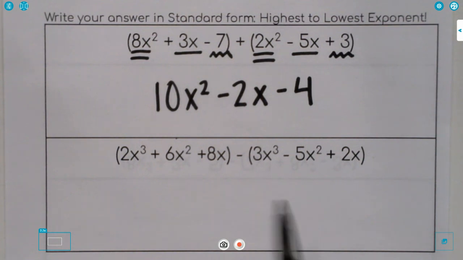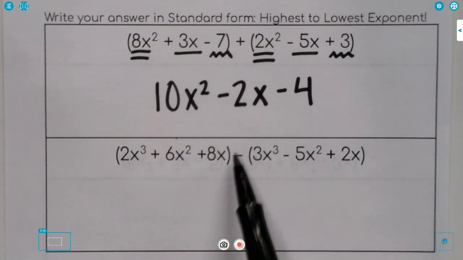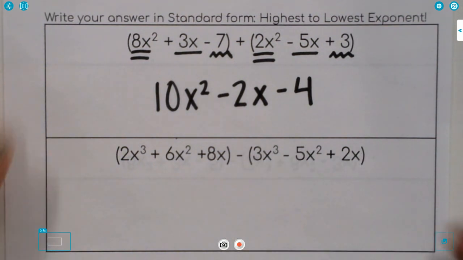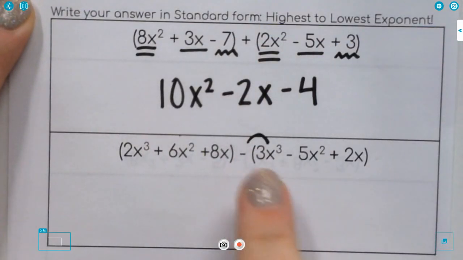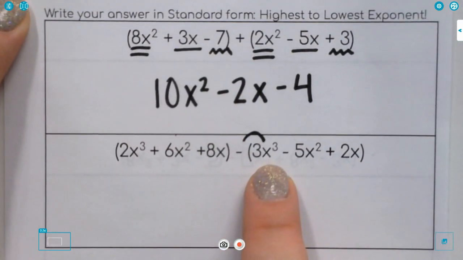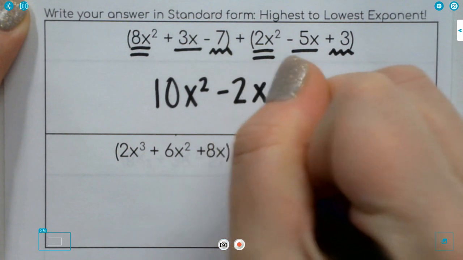So in order to do those separately, I have to distribute this negative. So I like to draw my little rainbows. Negative times 3x cubed is negative 3x cubed.